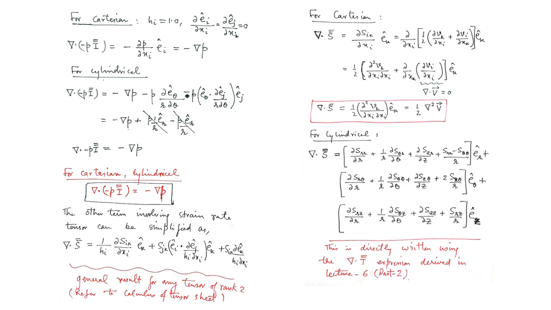So I can say that for Cartesian as well as cylindrical frames of reference, both of them have this result: del dot minus p identity tensor, the divergence of the isotropic part in case of incompressible flows, is simply equal to minus grad p.